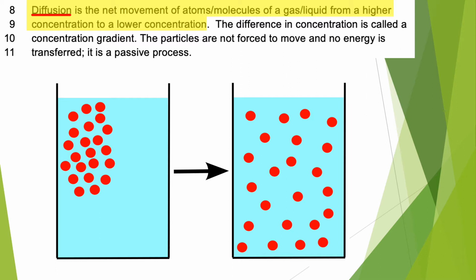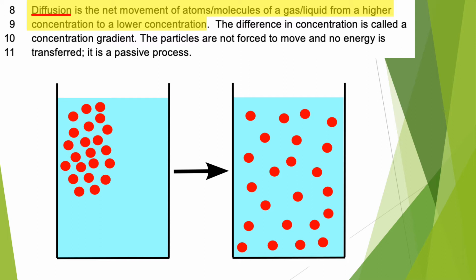That area would be high concentration. And everywhere else in the beaker where there's no red molecules would be low concentration. And after time, the arrow points that all those red molecules will move to those places of low concentration. So that's diffusion, where atoms or molecules will move from high to low concentration.